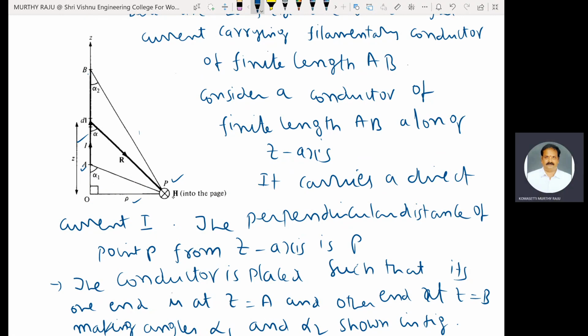Find out the magnetic field intensity H at a point P due to this current carrying conductor of finite length AB. The conductor carries a current I as shown in the figure.